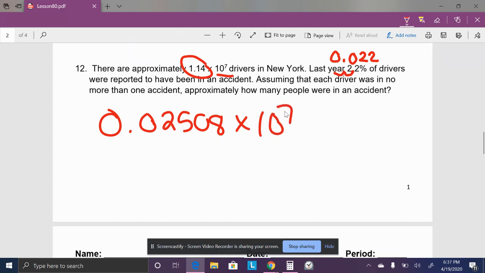So this means I have to move the decimal over 7 spots to the right. So I go 1, 2, 3, 4, 5. I have to go 2 more spots, 6, 7, right? So it's 2508 with 2 extra zeros. That moved it over 7 spots. Yep, 1, 2, 3, 4, 5, 6, 7. And that would be my final answer.